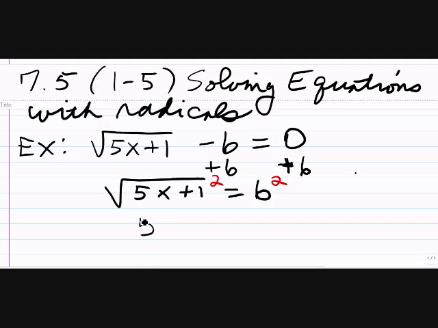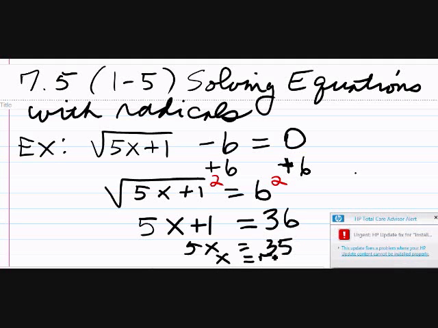And I get 5x plus 1 equals what? 36. Oh, well, that's pretty easy to solve. Subtract 1 and I get 5x equals 35 and x is 7.